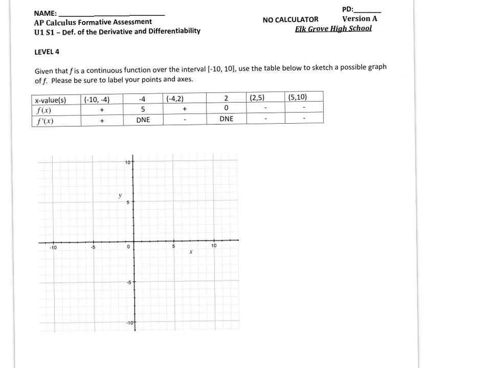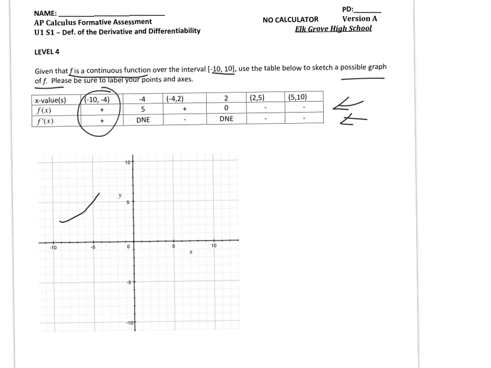Finally, we will do the level 4. The level 4 gives us the following instructions. Given that f is continuous over this interval, use the table to sketch a possible graph of f. So here's where we're going to connect some work from physics last year, if you remember that. So f is the function, and f prime of x is the derivative, which we now know means slope. So from -10 to -4, what it tells us is that both our functional values are positive and our slope is positive. So from -10 to -4, we must be doing something like this.